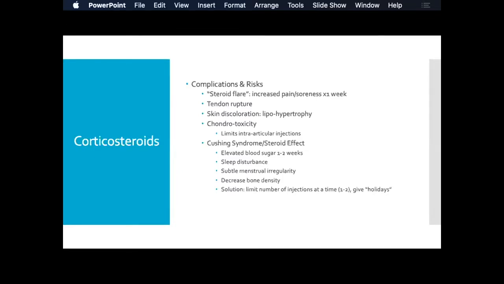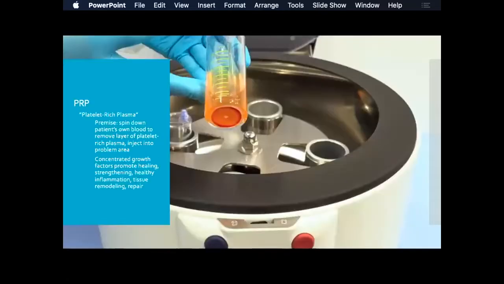And then Cushing syndrome or steroid effect. This is if you're using a bunch of steroid. Elevated blood sugar for 1 to 2 weeks, some sleep disturbance, subtle menstrual irregularity, decreased bone density. If you find this is going on with these injections, the solution is you limit the number of injections at a time, 1 to 2, and you give holidays from the injections.